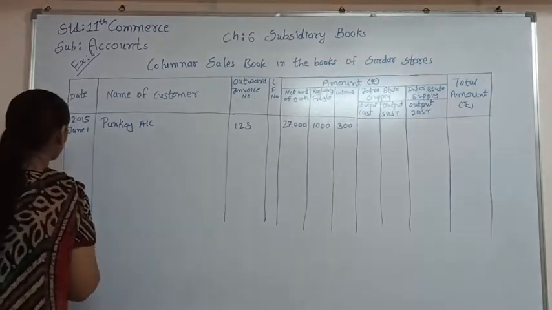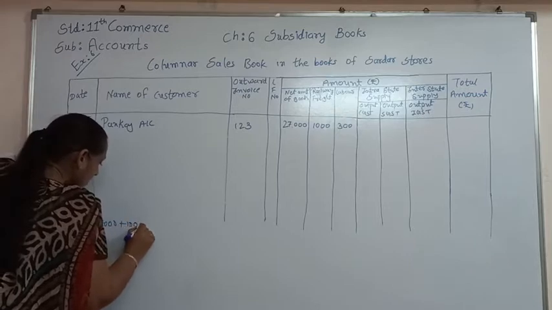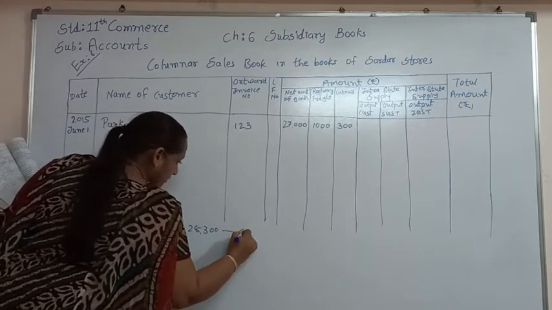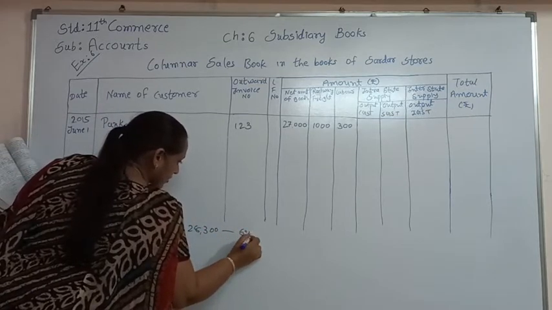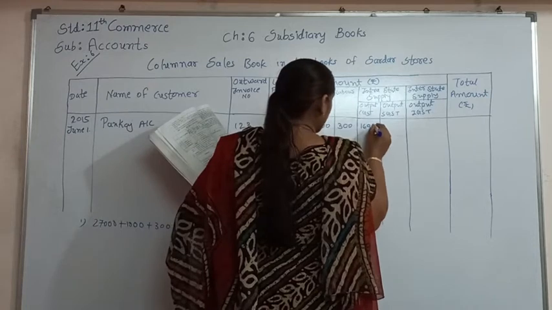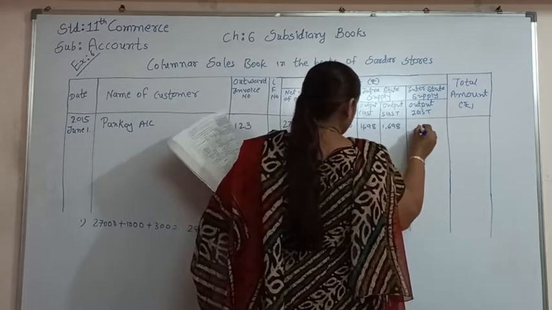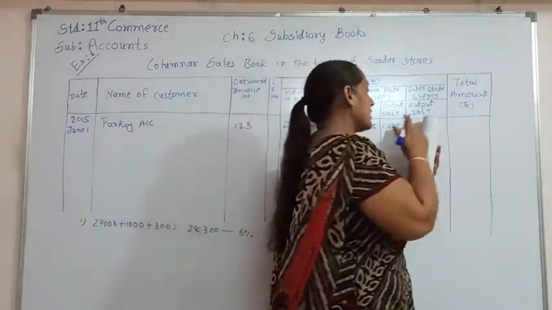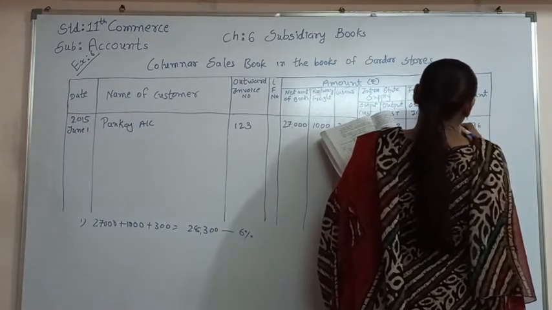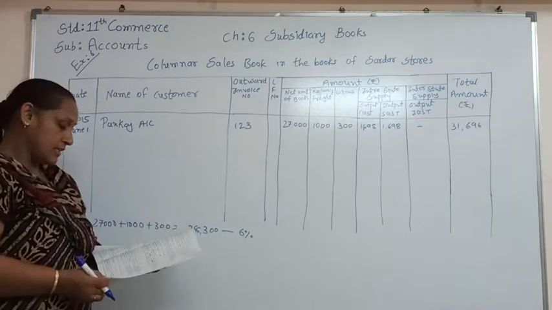So let's try it for the transaction for date number 1. 27,000 plus 1,000 plus 300, so the total will be 28,300, and on that we are going to calculate the GST at the rate of 6%. So that will be 1,698, and the total of that will be 31,696. So this is the total of the bill amount. So that is for the transaction date number first.